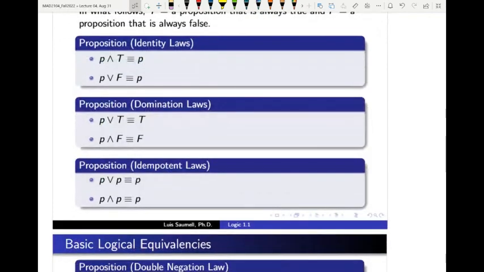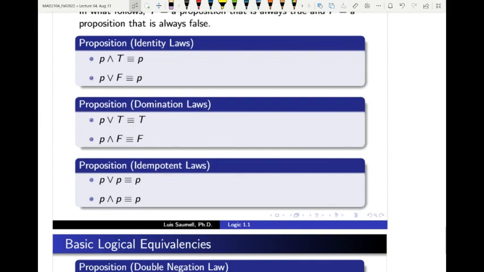Similarly, we have the domination law. This is like 2 times 0. What is it? 0, right? 0 times whatever is just 0. That happens with or and true, a tautology. So you have an or statement, and then you have here something that's automatically true. Do you really care what P is? No, this is true automatically. So it kills the P. I don't care. This is just true. That's why it's called domination.